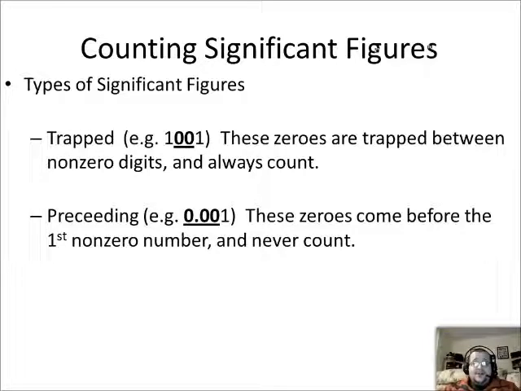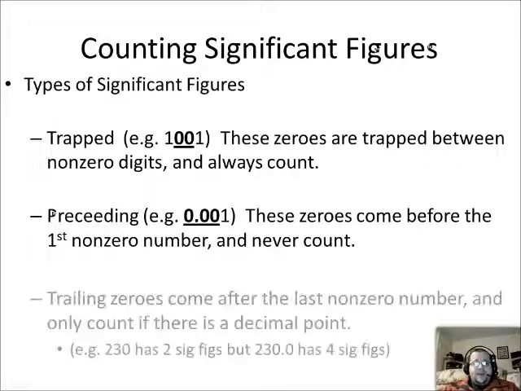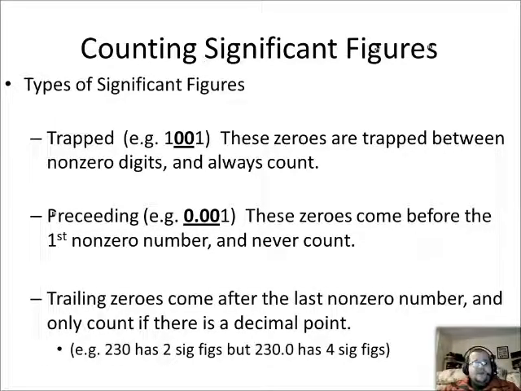Preceding zeros were our second type of zero. They come before the first non-zero number. They never count. They're basically placeholders. If you wrote a number in scientific notation, it would get rid of these preceding zeros as they're just there as placeholders. Now our third type of zero is a trailing zero.